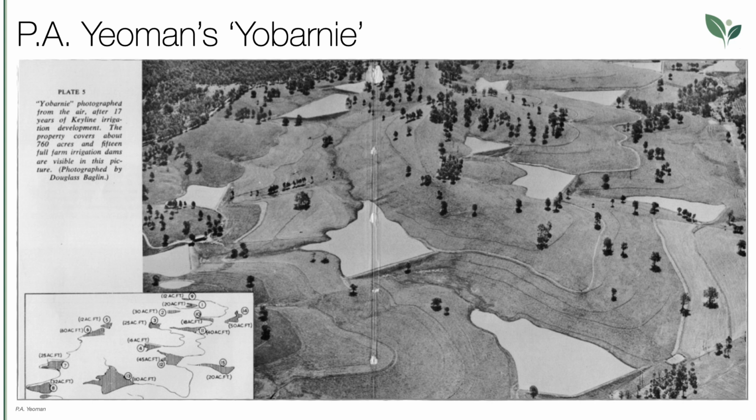The property you can see, P.A. Yeomans' Yobarni, was a very much eroded landscape when he bought it and implemented his system of check dams and contour line farming. Being in a dry area similar to Mediterranean conditions, he wanted to ensure that water from heavy rains can be gathered and can slowly infiltrate instead of leaving the property rapidly as surface runoff.